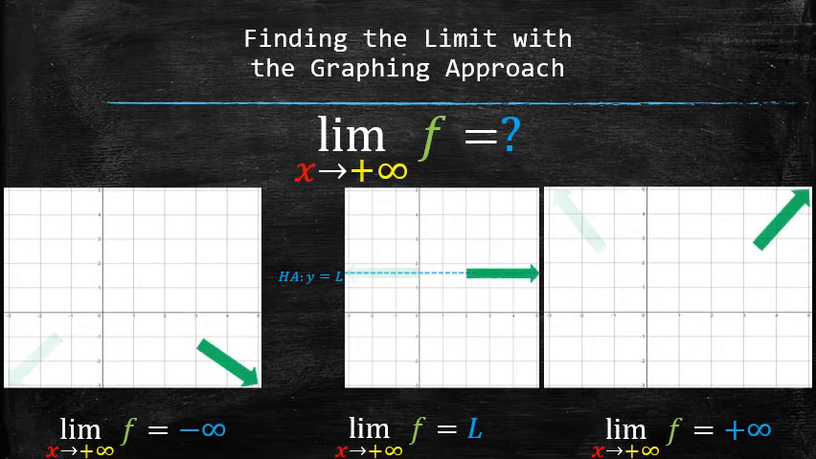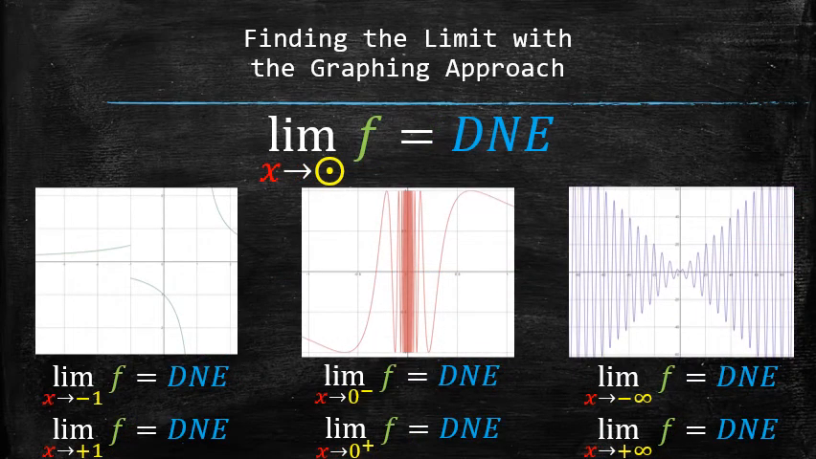And finally, if x approaches positive infinity, then we'll try to identify these three behaviors. And if a function doesn't have any of the recognizable behaviors, then we'll say the limit doesn't exist, as in these three examples.